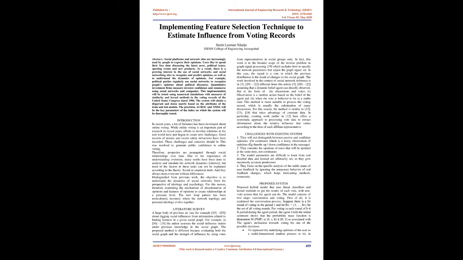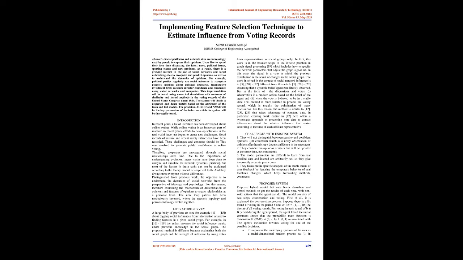Due to the importance of understanding evolution, many works have been done to analyze and simulate the network dynamics, but most of the factors in these tasks cannot be explained according to the theory, social or empirical truth. And they always treat everyone without differences. Distinguished from previous work, the objective is to understand the dynamics of social networks from the perspective of ideology and psychology. For this reason, therefore, examining the mechanism of dissemination of opinions and features of opinions to create relationships at a personal level. The new loop pattern has been meticulously invented, where the network topology and personal ideology evolve together.